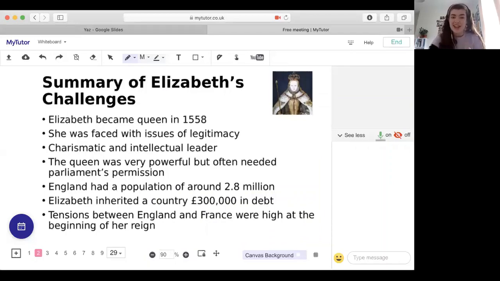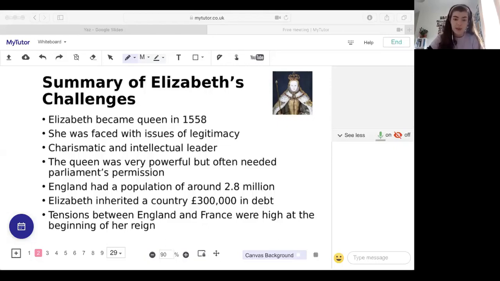So this is the challenges to Elizabeth's rule, which we did 2 lessons ago, so again, sorry about that. Elizabeth became queen in 1558 following the death of Mary Tudor. She was faced with issues of legitimacy and concerns about her unmarried status. Elizabeth proved to be a charismatic and intellectual leader. She could speak 6 languages. The Queen, advised by the Privy Council, was very powerful, although she could not pass laws or raise taxes without Parliament's permission.